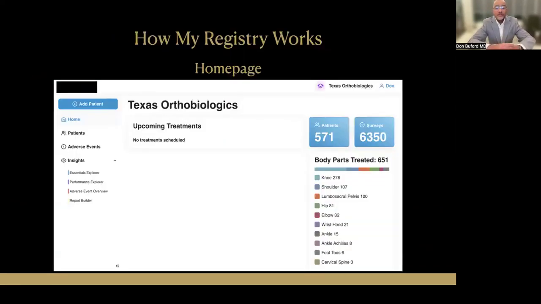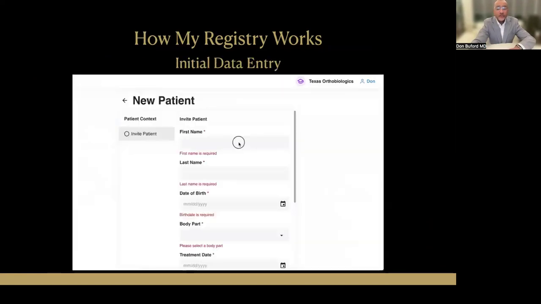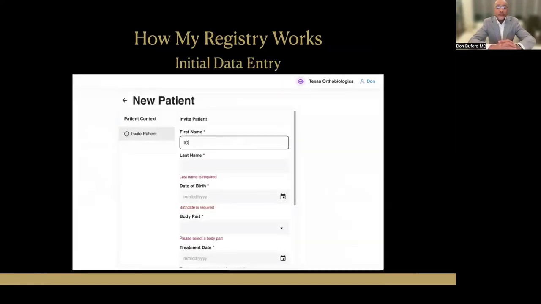So this is an example of my practice, Texas Orthobiologics. This is the homepage on the registry that I'm currently using. And you can see over the past couple years, approximately, we've entered 571 patients, and those patients have completed over 6,300 surveys.